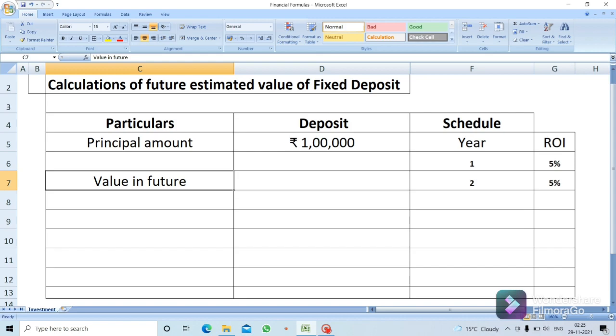So as I promised in my previous video, from now onwards we will be discussing certain functions in Excel, where we will come to know that if we deposit a certain amount of money with a bank or a financial institution, then how much wealth we will be able to generate over a certain period of time. In today's video, I will be discussing a fixed deposit: if we deposit 1 lakh rupees with the bank, then how much interest I will be getting after 2 years.